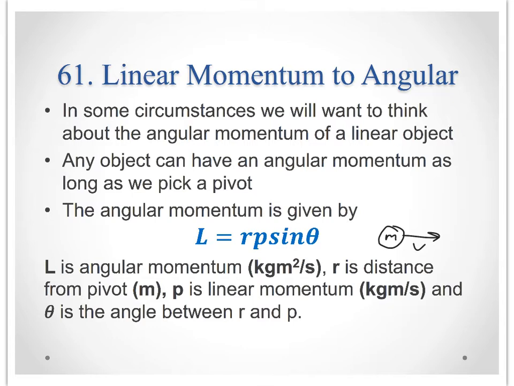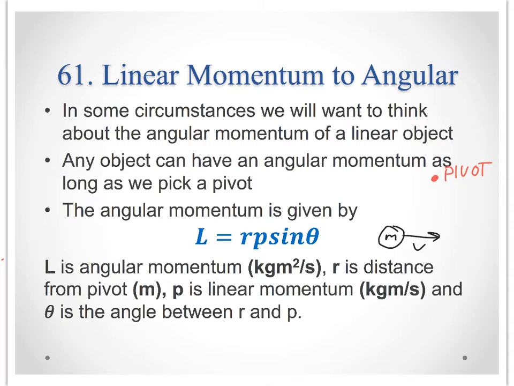It has a mass, it has some velocity. We probably wouldn't say that it has angular momentum because it's not rotating. However, we can consider the angular momentum of this object. The only thing we need to do in order to consider it is create a pivot point. As soon as we create a pivot point for our object, we can now consider the angular momentum of this object about that pivot point.